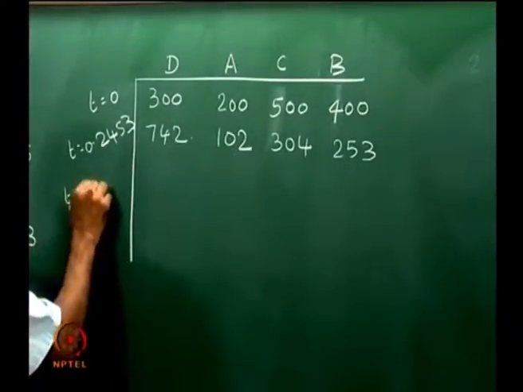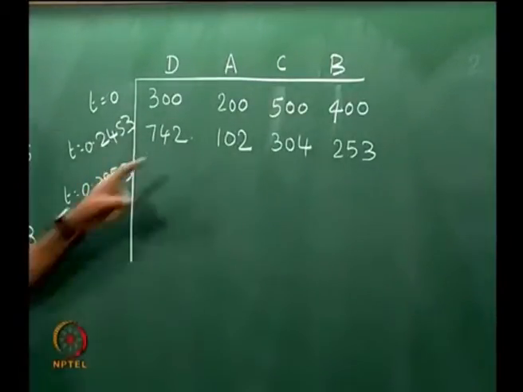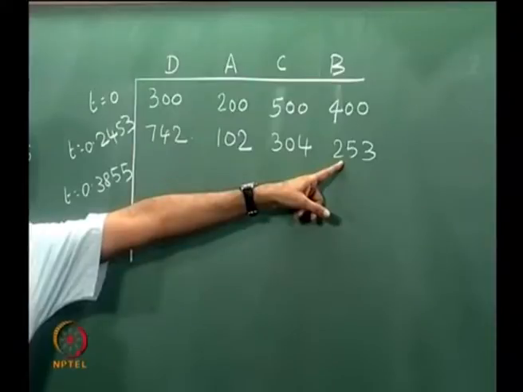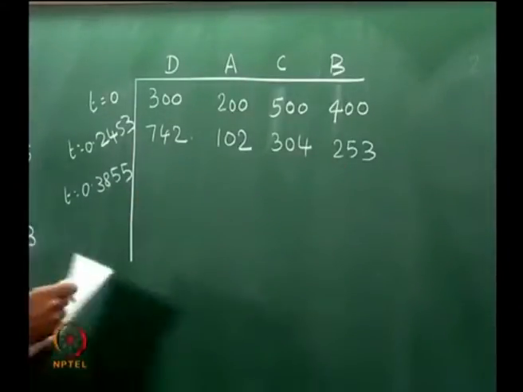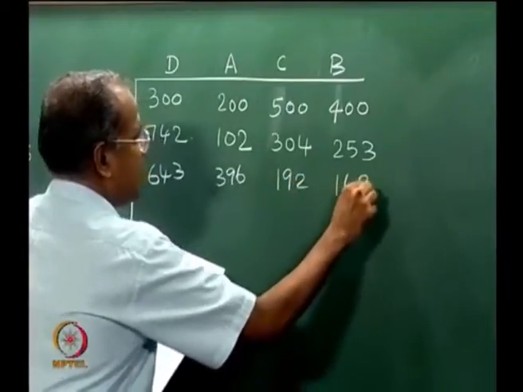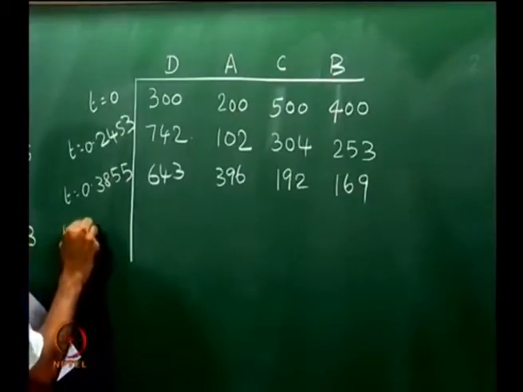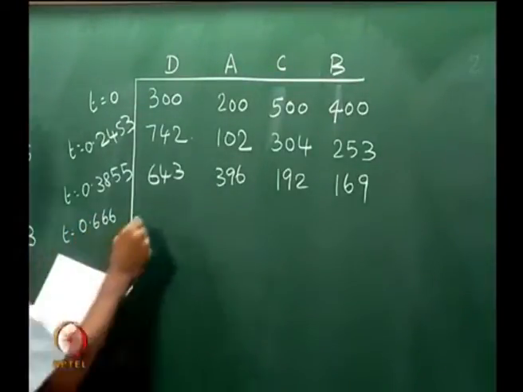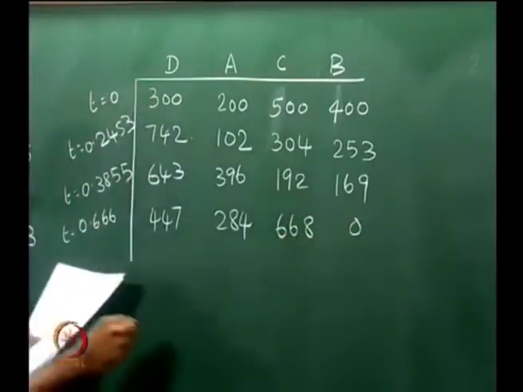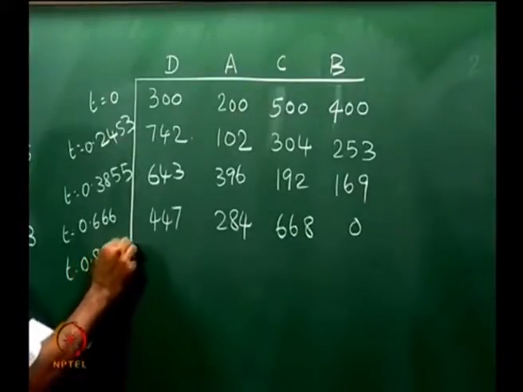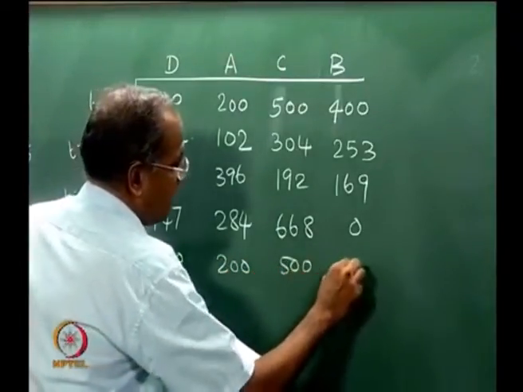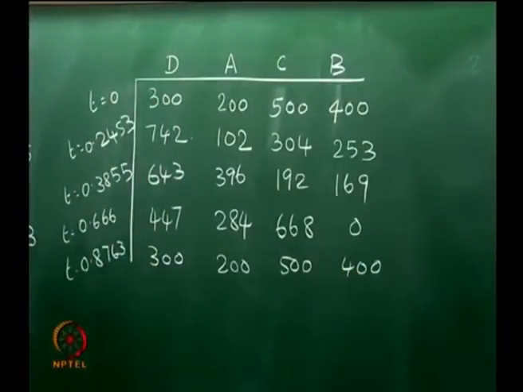Now, we look at what happens at 0.3855. Now, here we produce and consume, here we consume out of 742, here we consume out of 304, here we consume out of 253. So, quickly doing these calculations, we will have 643 here, 396 here, 192 here and 169 here. Now, at time equal to 0.666, the inventories are 447 here, 284 here, 668 here and 0 here, and at t equal to 0.8763 we will get 300, 200, 500 and 400 again. Let me just show only one of these calculations.